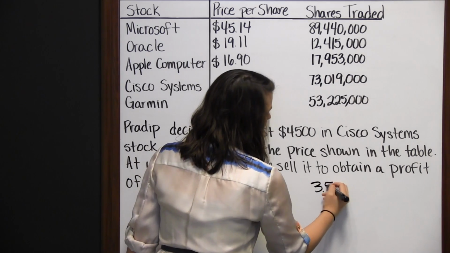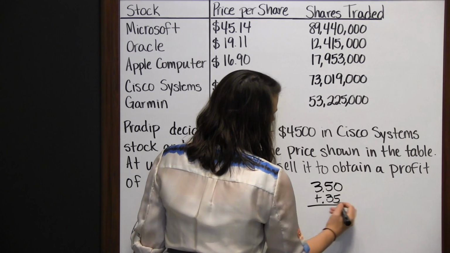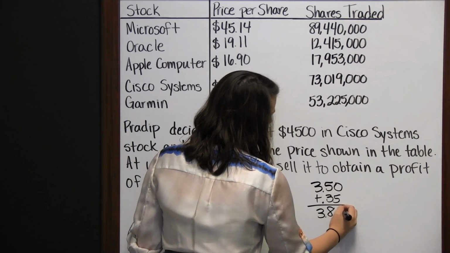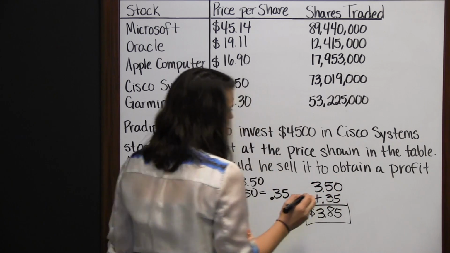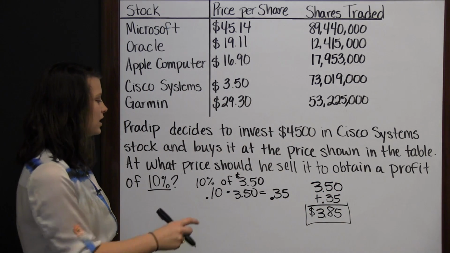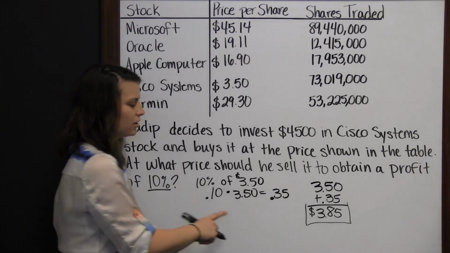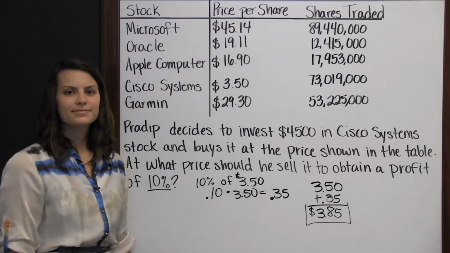So $3.50 plus 35 cents is $3.85. So in order to make a profit, a 10% profit, then he needs to sell his stock at $3.85 per share.